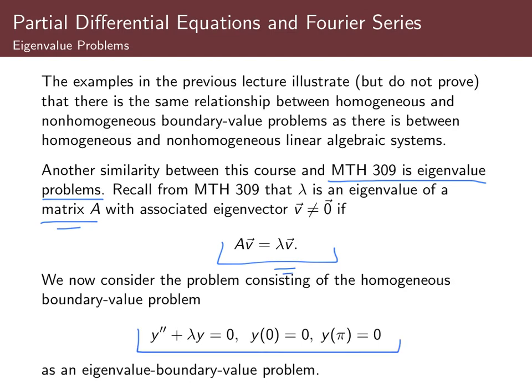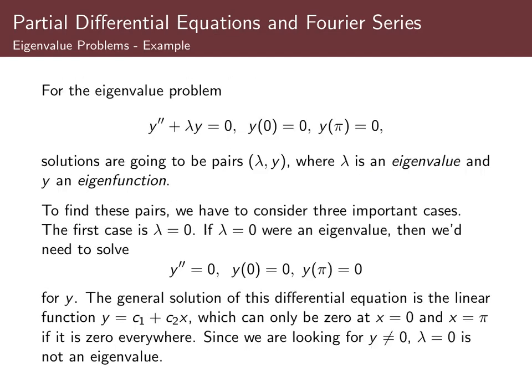Because both lambda and y are unknown, this is an eigenvalue problem as well, and it's an eigenvalue boundary value problem. For the eigenvalue problem, solutions are going to be pairs, much like in linear algebra, of lambda and y, where lambda is, of course, an eigenvalue, and y is an eigenfunction. To find these pairs, we have to consider three important cases, which is the difference between eigenvalue boundary value problems and eigenvalue problems in linear algebra.